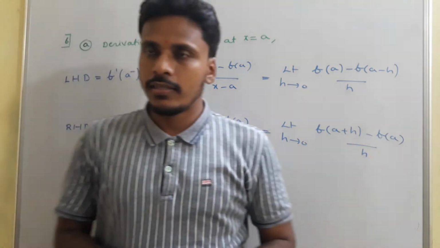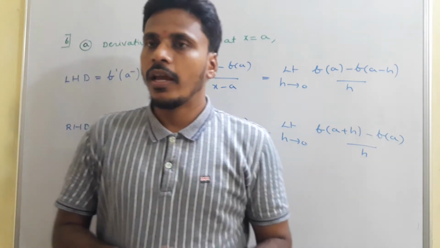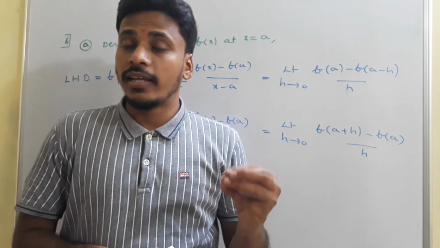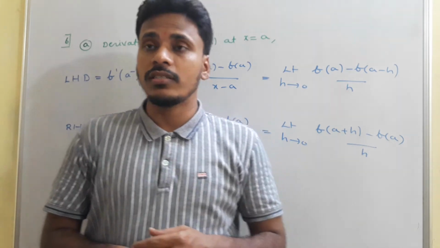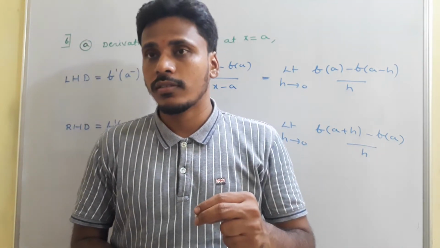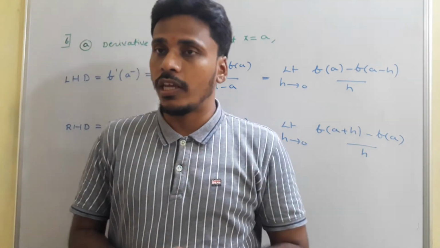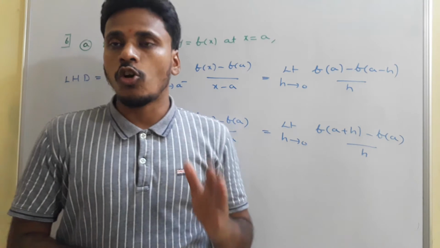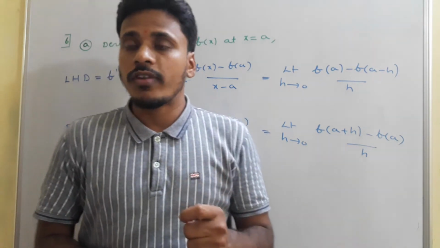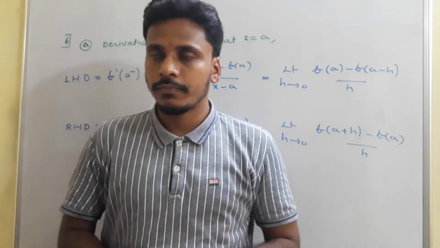In the last class, we discussed different definitions related to the derivative. Definition 1 conveys that dy by dx, or the derivative of a function, is the instantaneous rate of change in f of x with respect to x. And definition 2 conveys that f dash of x, or the derivative of f of x, is the slope of the tangent for the curve, for the graph at the given point.